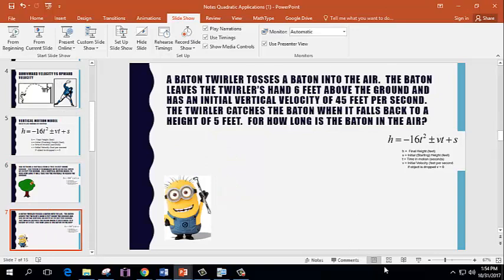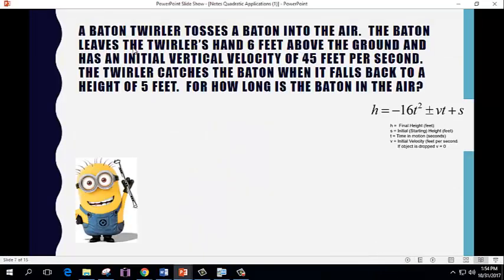Okay, so your next one, you have a baton twirler who tosses a baton into the air. The baton leaves the twirler's hand 6 feet above the ground. That's important. And it has an initial velocity of 45 feet per second. The twirler catches the baton when it falls back to a height of 5 feet. For how long is the baton in the air?